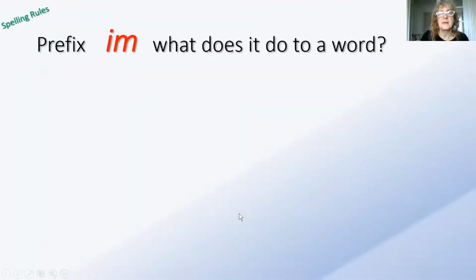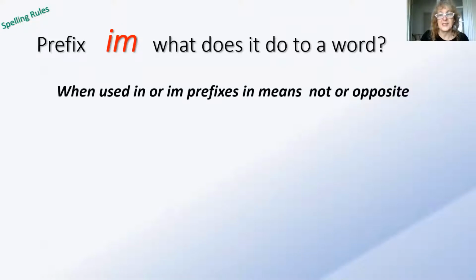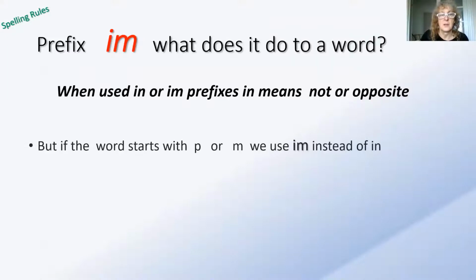Look at the next one, im. So what does it do to a word? What does im do to a word? Well, we know it does exactly the same, doesn't it? Because it belongs to that family of words. But if the word starts with a P or an M, instead of using in, we use im. We use im instead of the in, if it begins with a P or an M. So let's have a look.